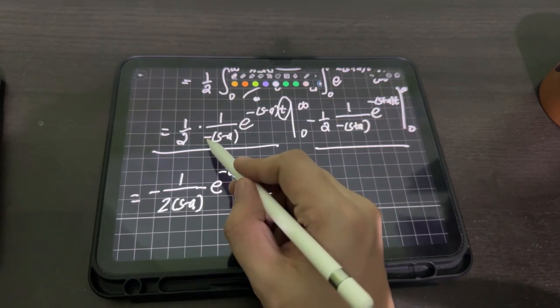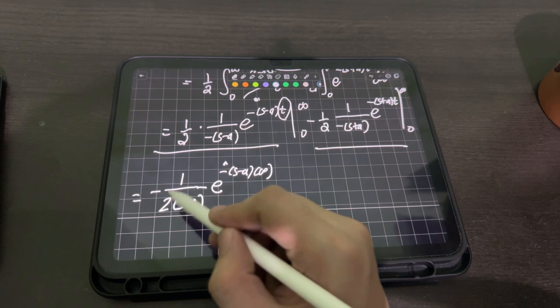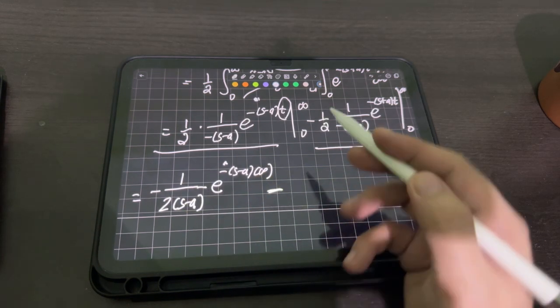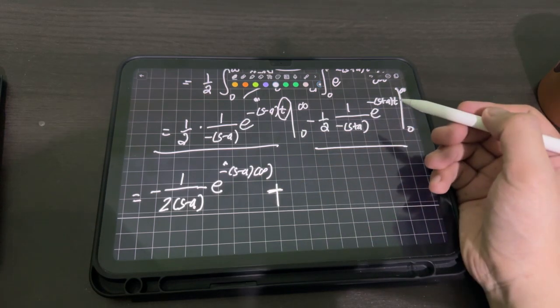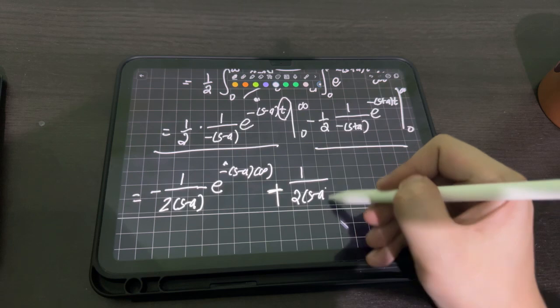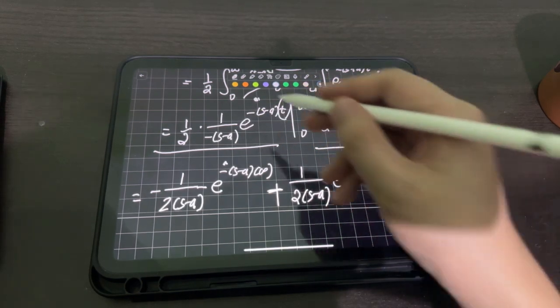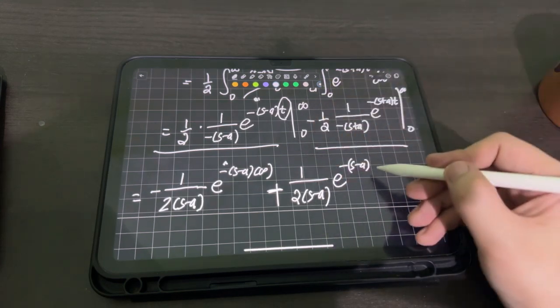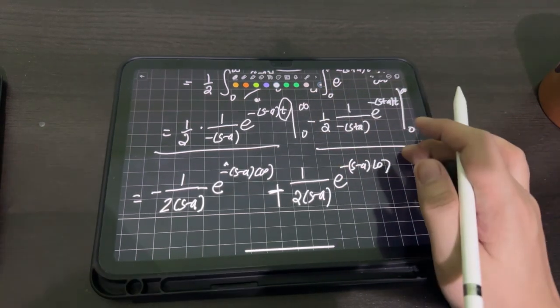So since you have negative here, negative 1 over 2 times s minus a, and you have another negative, this turns out to be positive now. Positive 1 over 2 s minus a, then e to the negative s minus a. This time substitute t with the lower limit 0.